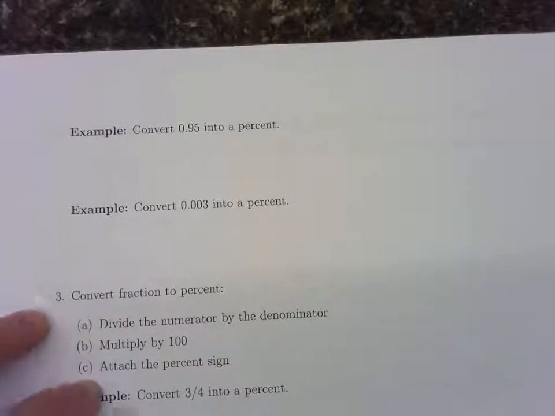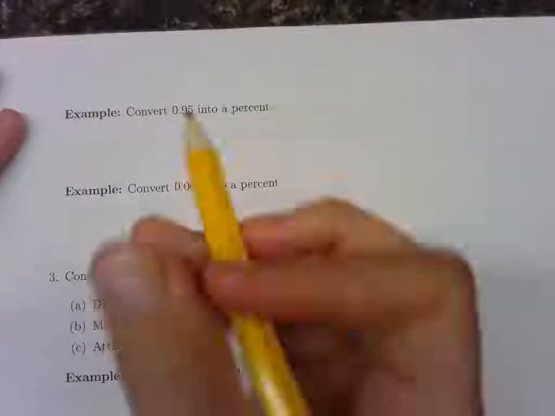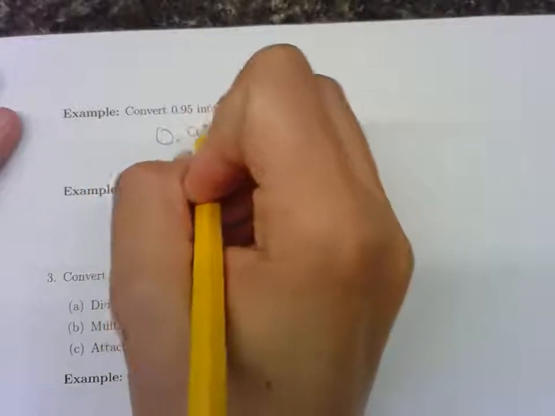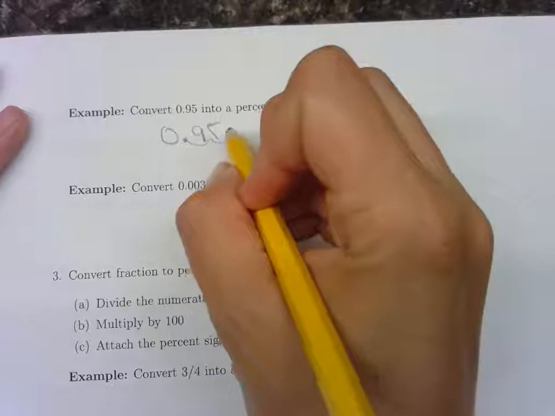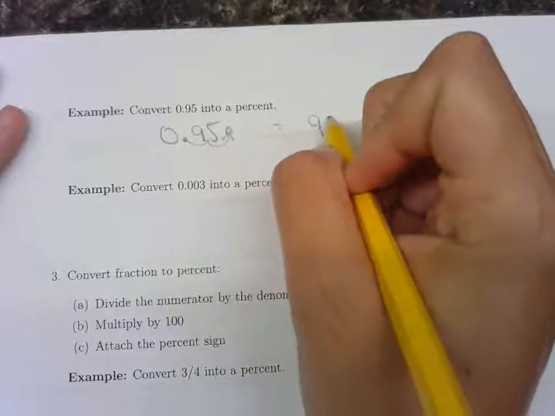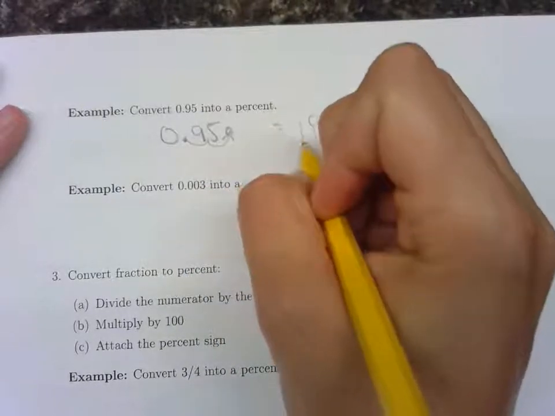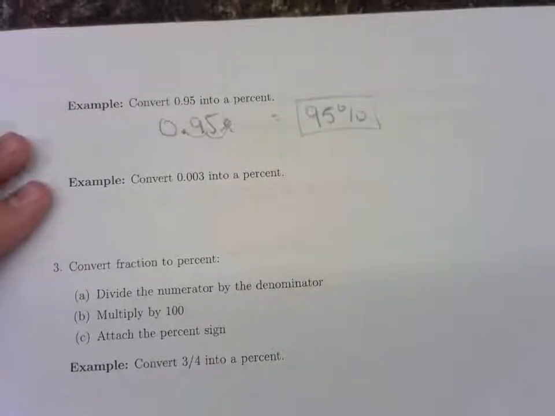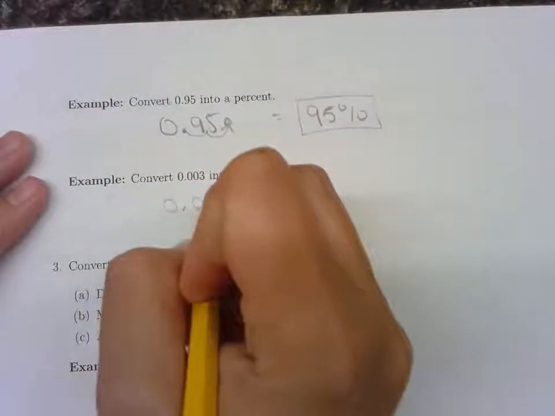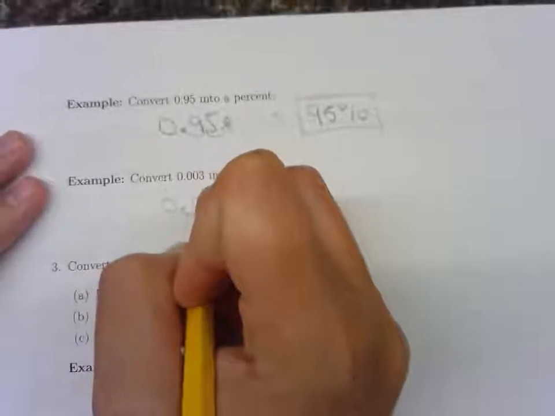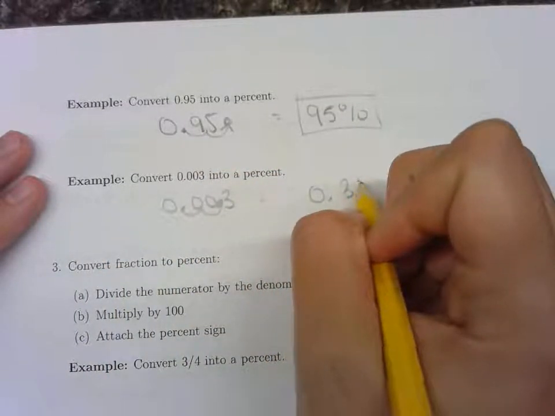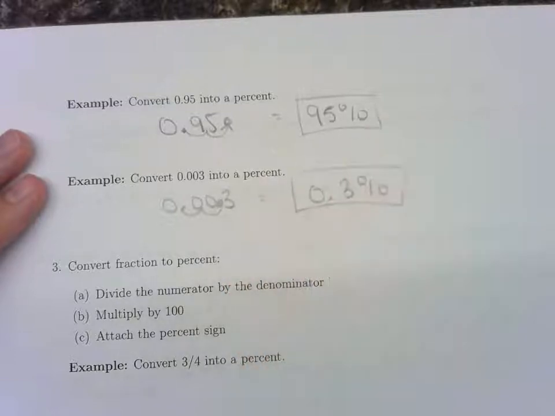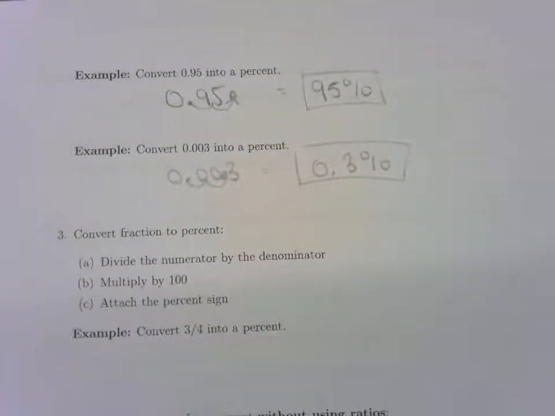Okay, top of page 4 says convert 0.95 into a percent. So we take our 0.95, we're multiplying by 100 or moving the decimal 2 places to the right. So here's our new decimal. That would be 95%. Next example, 0.003. Again, moving this 2 places to the right. So that would be 0.3%. Again, you've probably seen this before.